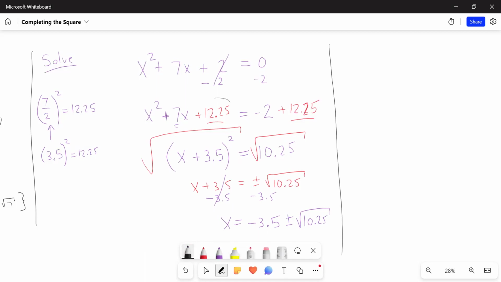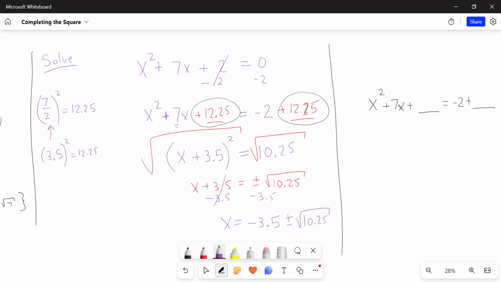Now, I told you I was going to contrast that with a fraction to close out this video. If instead of adding 12.25, you had added a fraction, you would find that the answer looks a little bit more clean and we have a lot of integers rather than decimals in our answer. So I'm going to pick that up from there. If we go back and revisit that, x squared plus 7x plus something equals -2 plus something.